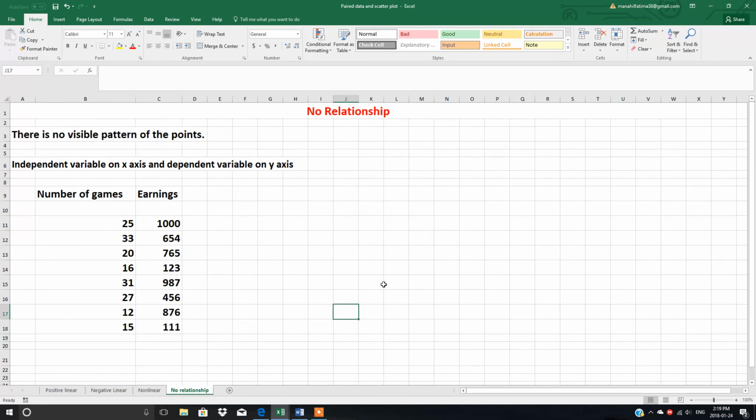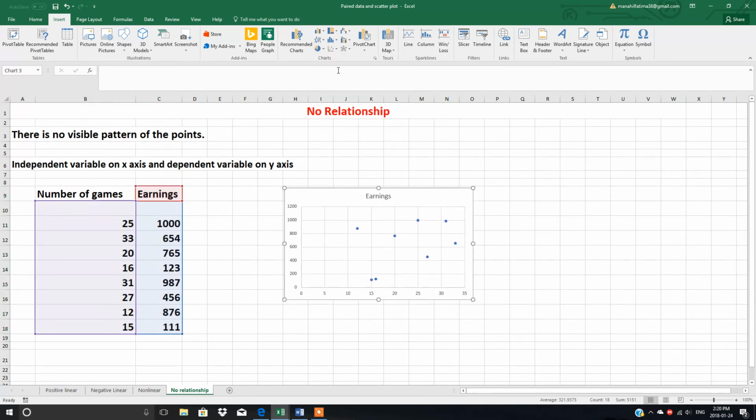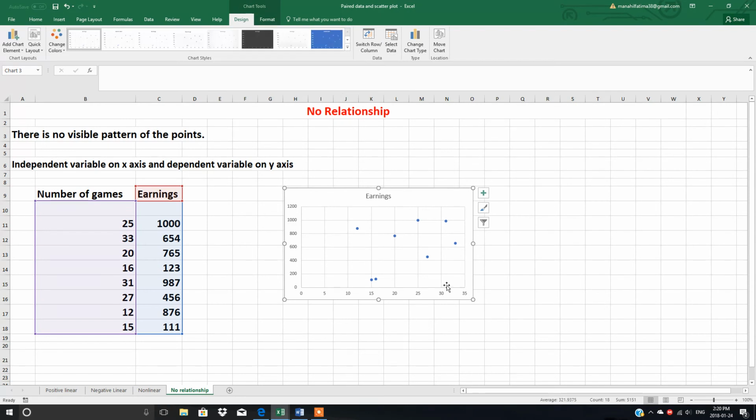Now is the no relationship. There is no visible pattern of points, no relationship. See, I will show you with the help of this data. If we played 25 games, earning was 1000. If we played 33, earning was 654. If we played 20, 765, and so on. So there is no relationship. You cannot make any conclusions. You can say here it's not a straight line. Open this. Not a straight line, not an inverse line, not a curve. When you join these points, right, you will not make any conclusion. So it is called the no relationship.